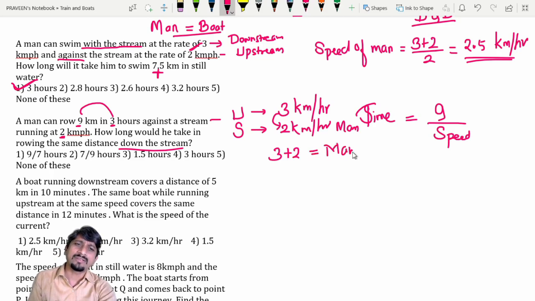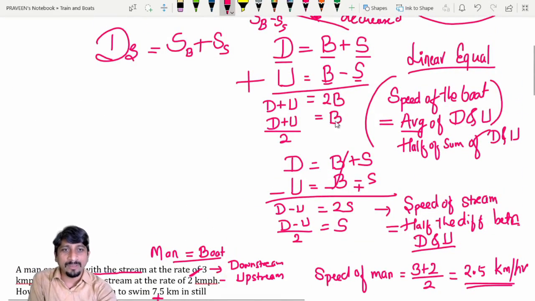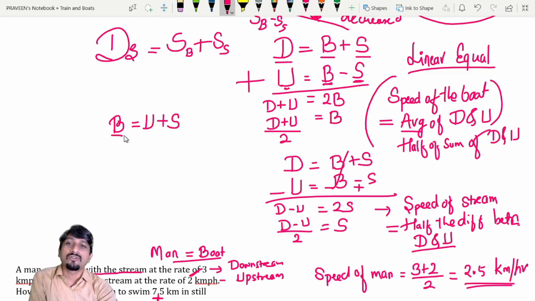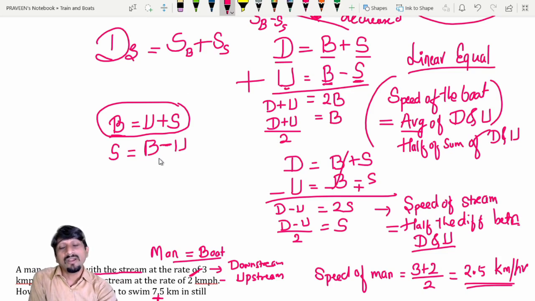See here again, this is what you need to do. Speed of the boat minus speed of the stream is equal to upstream speed. If I want the speed of the boat, what will I do? I will send this to that side, so it will become upstream speed plus stream speed is equal to boat speed. If they give it like this also, you need to note it down. Same way, if I want the stream speed, what will I do? I'll send this to that side, so it will be B minus upstream speed. The stream speed will be speed of the boat minus upstream speed.